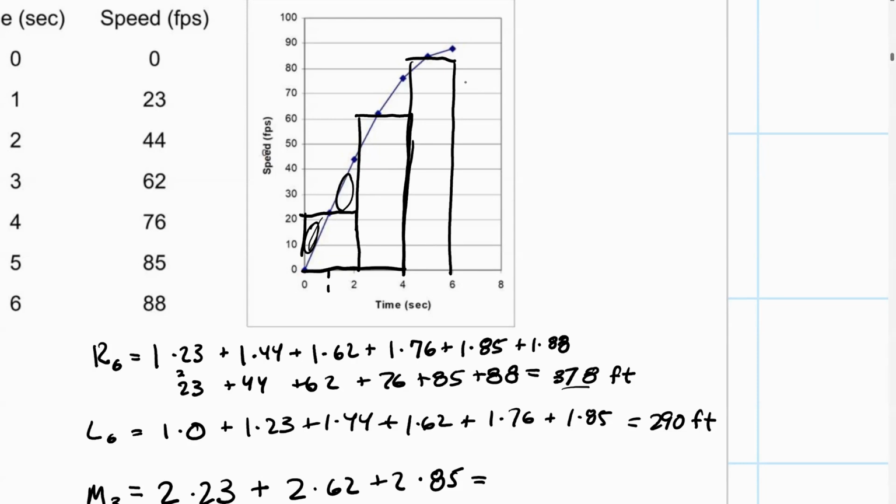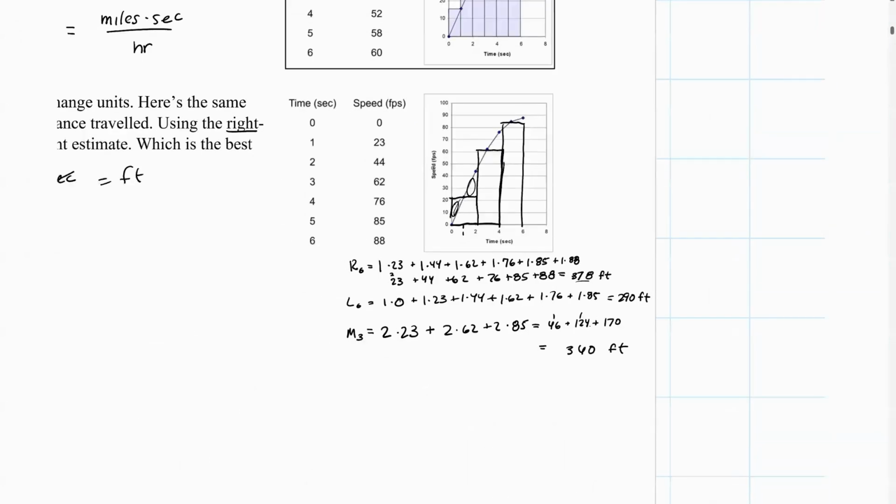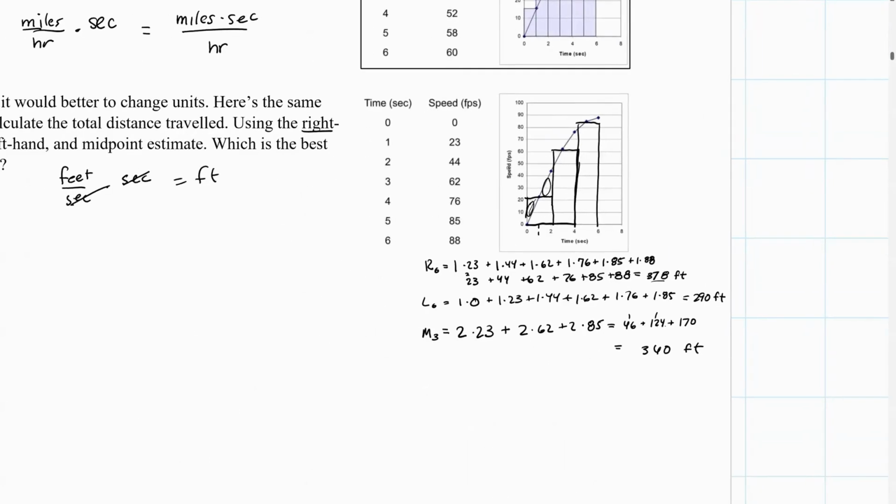And if I do that, I get 46 plus 124 plus 170. 6 plus 4 is 0, carry the 1. 5 plus 2 is 7, plus another 7 is a 4, carry the 1, 340. And we're not surprised that the midpoint is a number between those two other estimates.